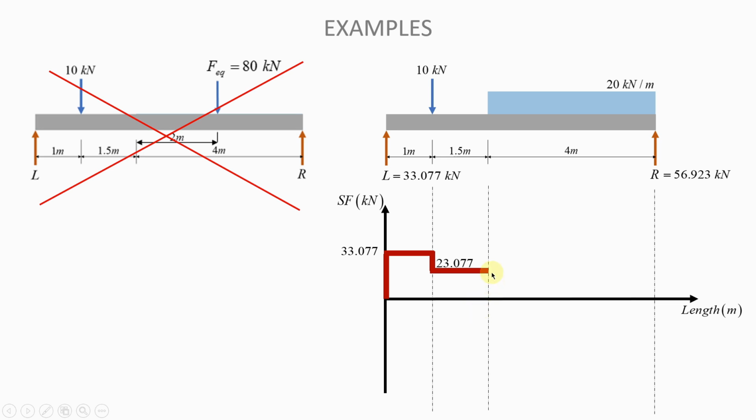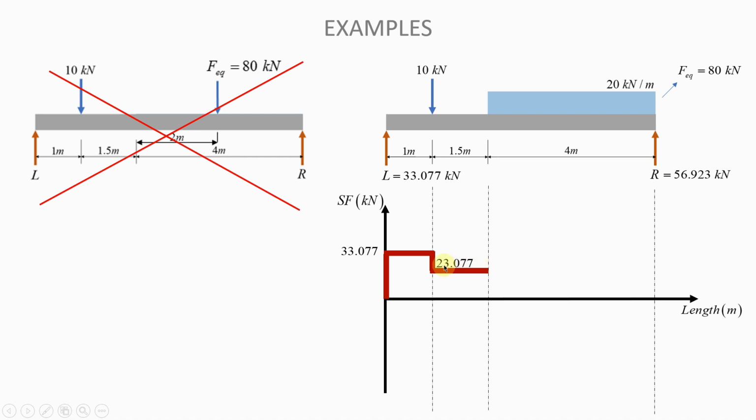Now, we are at this point here where the UDL begins. So, what are you supposed to do now? Well, you need to remember that the force that is equivalent to this UDL is 80 kilonewtons, okay? We calculated that earlier. So what that means on your shear force diagram is that from the start of the UDL to the end of the UDL, you must go down by 80. Okay, so at the end of the UDL here, you must have gone down by 80 from the 23.077 where you were, okay?